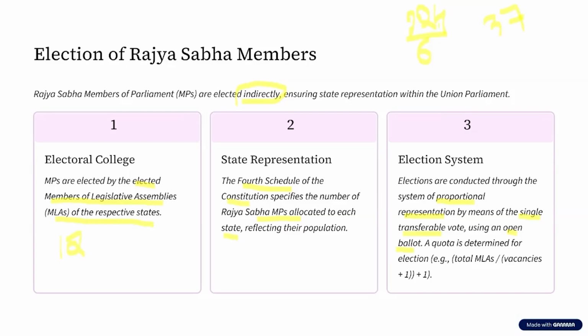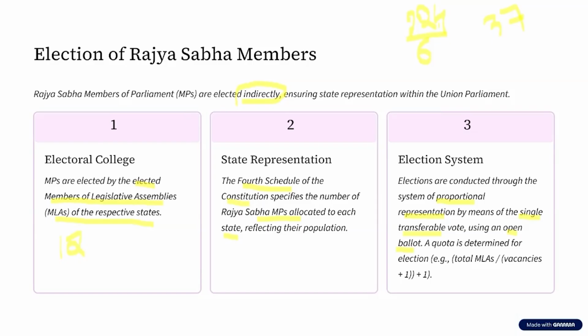So basically, to put it in simple words, the citizens of a state elect their MLAs. These MLAs vote for the MPs in the Rajya Sabha election. Now, who gets a chance to win? The party which has the highest number of MLAs in the state.